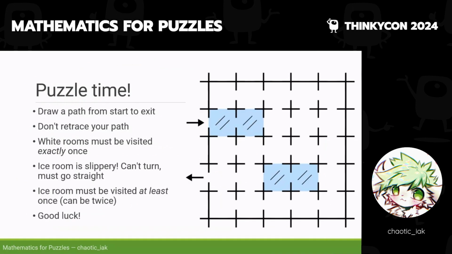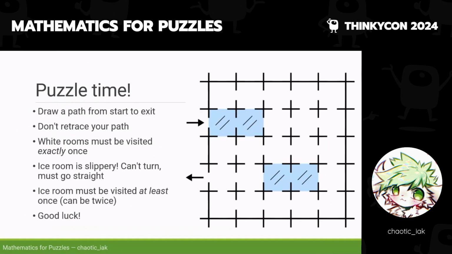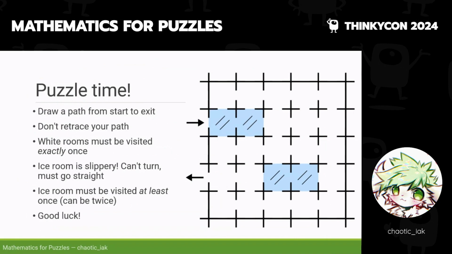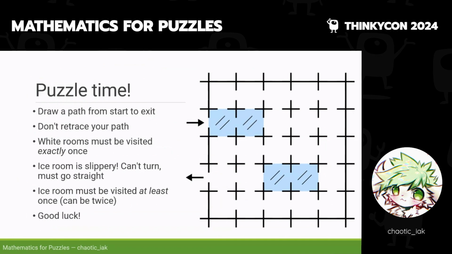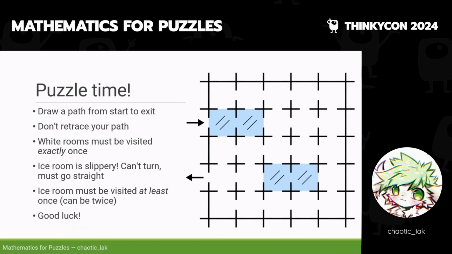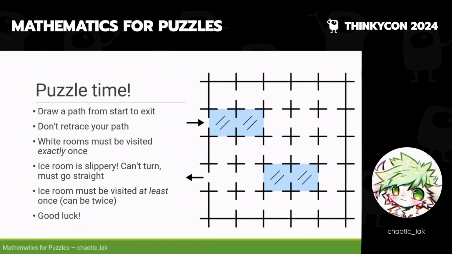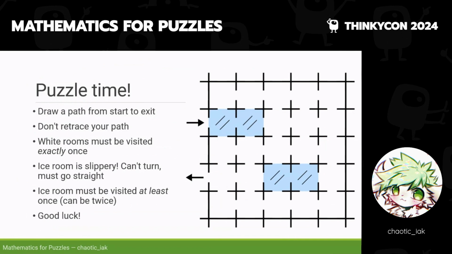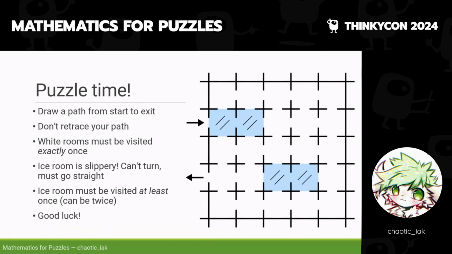We will begin this talk with a puzzle. Here's a 5x5 grid of rooms. I want you to draw a path from the start on the top left to the exit on the bottom left. You may not retrace your path. The white rooms must be visited exactly once.